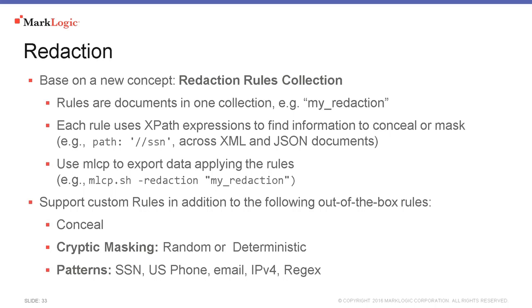Out of the box, you can conceal information, pretty much hiding completely the information. Or you can create random strings, as I exemplified, or what I call deterministic. I always want the same string to be generated from the same source. This is not very secure, but it's required in some scenarios. And we have patterns. You can find a social security number, US phone, email, IP address, and redact those as well.